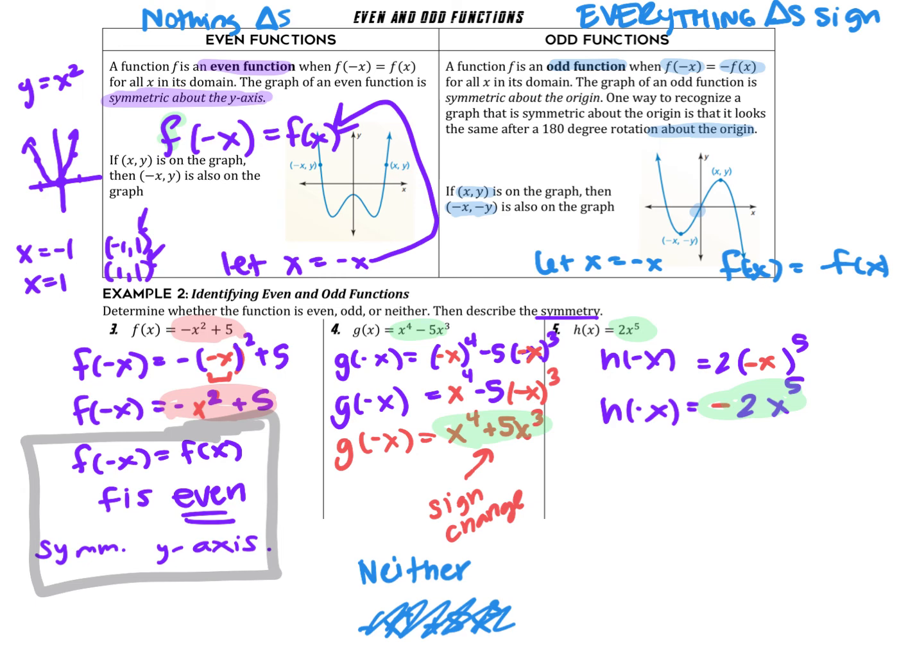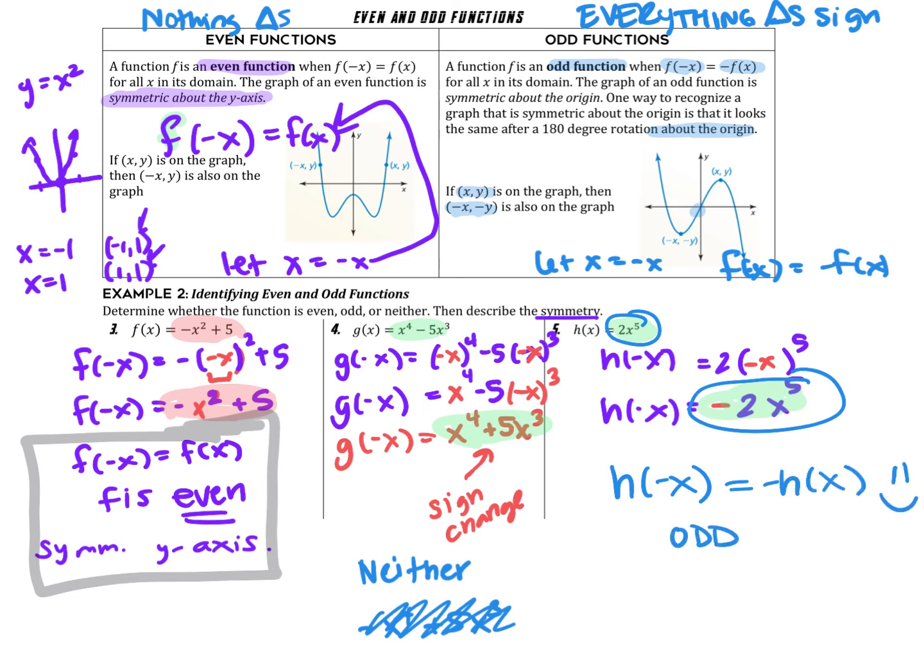So on number 5, we started with 2x to the 5th, and we plugged in negative x, and we got negative 2x to the 5th. What that means is when we plugged in negative x, we got exactly the opposite of the function, which means that number 5 is odd, which means it is symmetric about the origin. So the key idea for even and odd functions, just plug in negative x. See what happens. If everything changes, it's odd. If nothing changes, it's even. If some stuff changes, it's neither.